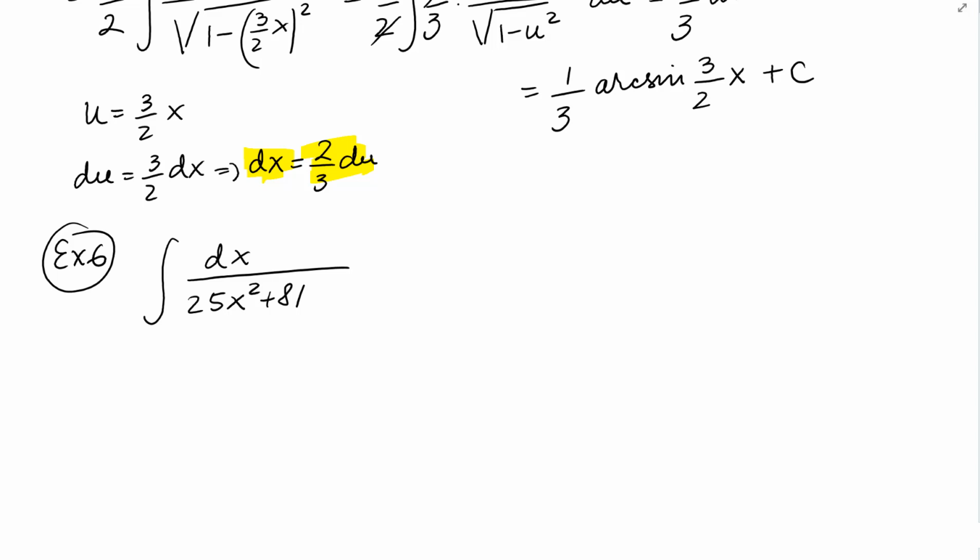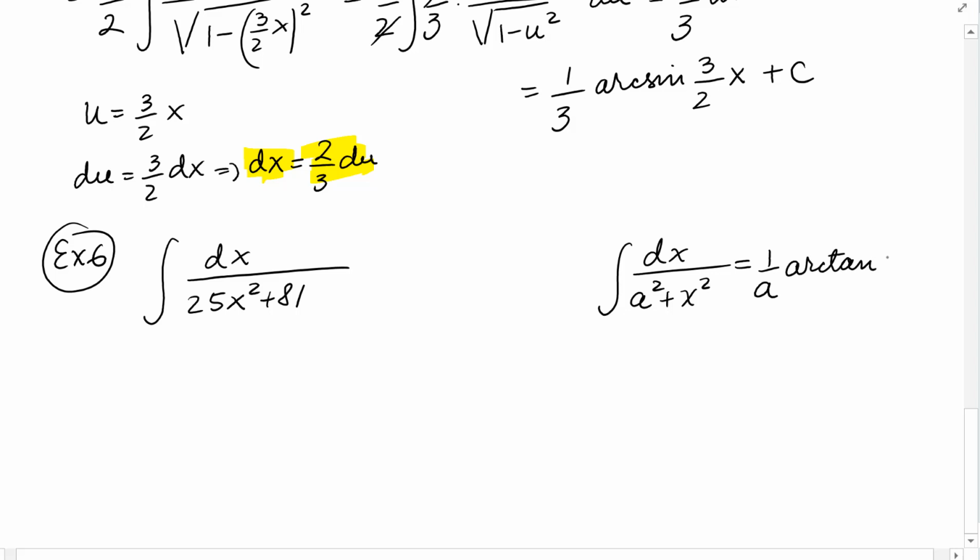Example 6, dx over 25x squared plus 81. Now this problem reminds me of the formula. You see how it's good to write the formulas all the time. The integral of dx over a squared plus x squared equals 1 over a arctangent of x over a plus c. Well, in our case, how can we write it? We can write it as integral of dx over 5x everything squared plus 9 squared. So just by comparing our problem, we have a to be 9. But x is not x, we have 5x.